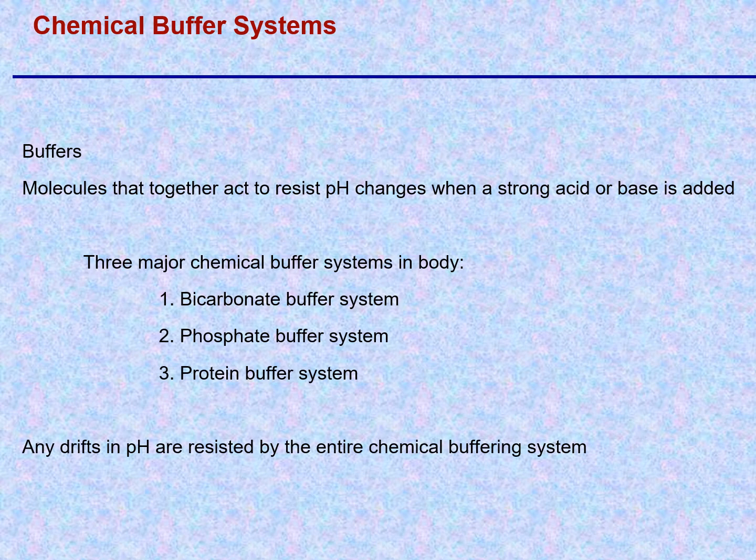Now, buffers are molecules that can act to resist pH changes when a strong acid or base is added to a solution. And there are three major chemical buffering systems in the body. There's the bicarbonate buffering system, the phosphate buffering system, and the protein buffering system. And we'll consider each of these separately in the next few slides. Any shifts in pH are resisted by all of these chemical buffering systems. And remember, they act almost instantaneously, within seconds.